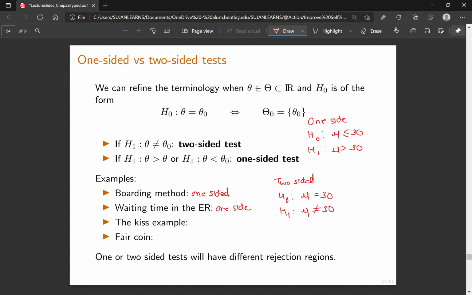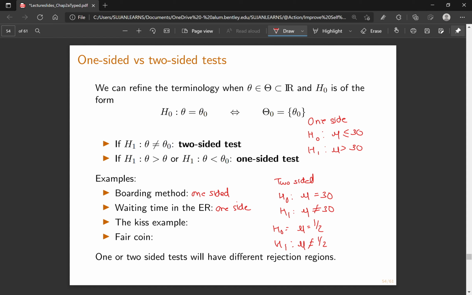Moving on to the next example, the KISS example. Is this one-sided or two-sided? This is two-sided. It is two-sided because here we are trying to see whether people have a preference for kissing at the left side or right side of the cheek. We don't have prior knowledge about whether they have a preference for one side or the other. So here the null hypothesis would be half, and the alternate hypothesis would be not equal to half.